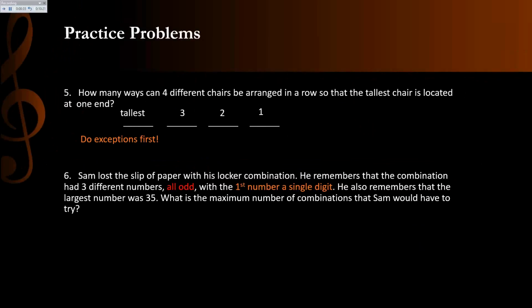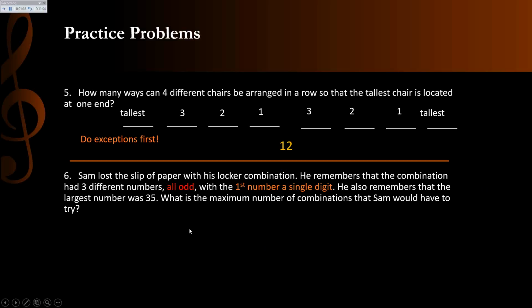However, what if I had my tallest at the other end? So I'm going to have to put in 4 additional blanks, and my tallest is going to be at the back end now, and so these blanks still would be 3, 2, 1, and my tallest. So now we have to multiply that. 3 times 2 is 6, times 1, still 6. Well, actually, it's not a times, it's a plus here, because I have this set plus this set. So 6 and 6 is 12. 12 possibilities for those if my tallest chair was either at this end or at that end. Okay?